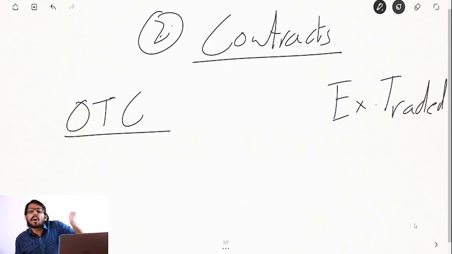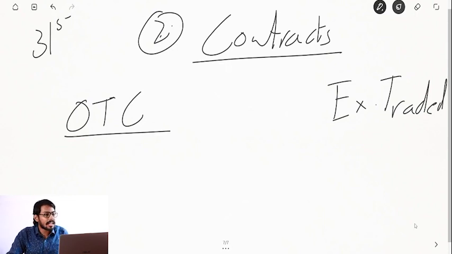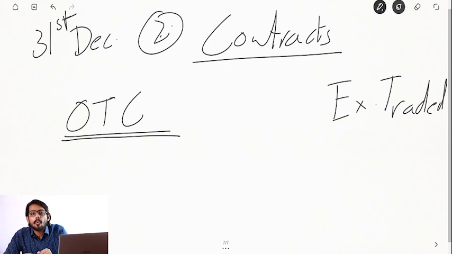And what happens on the due date, on 31st December? You will again go to the person you have entered the contract with. Whoever you have entered the contract with, you will go to him, meet him on 31st December and settle the contract, physical settlement or cash settlement. That is an over-the-counter contract. You know the face of the seller, or if you are a seller, you know the face of the buyer.